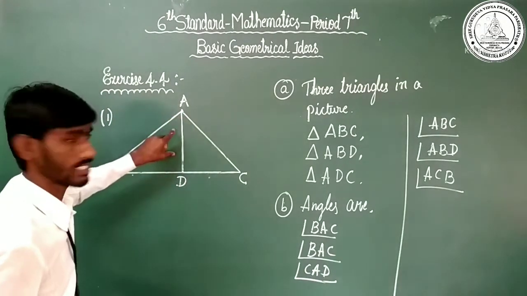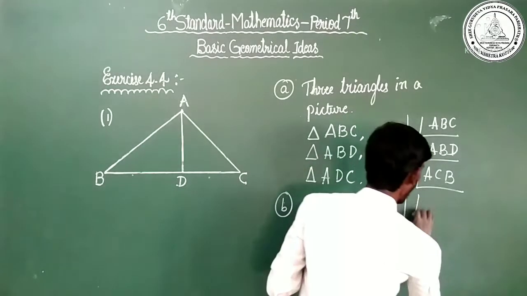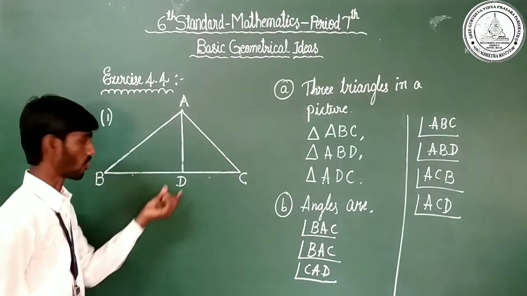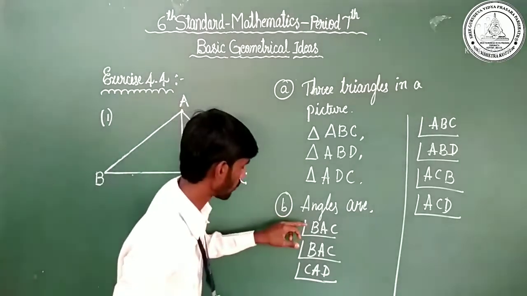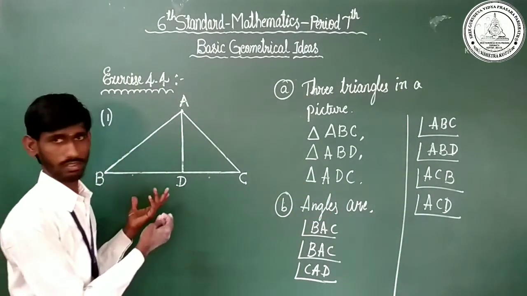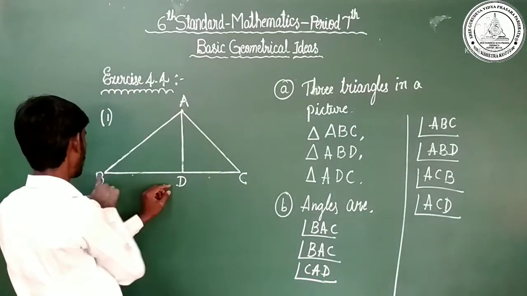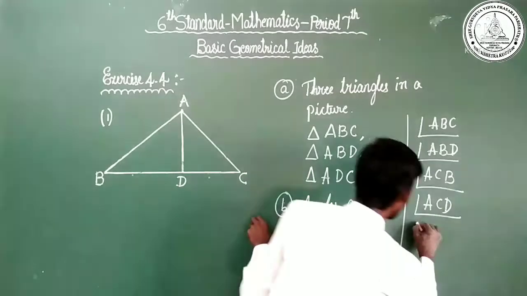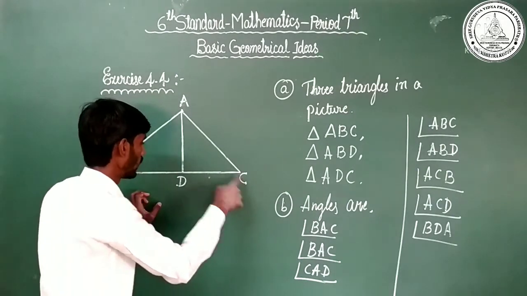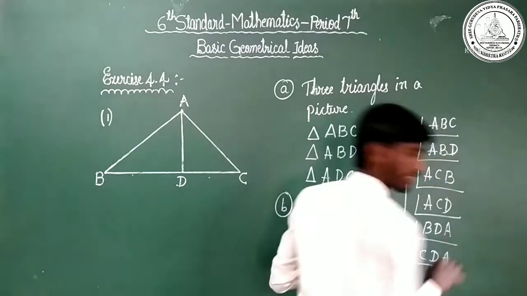Now imagine there is a line segment AD here. Angle ACD, right? C is done. Now concentrate on D. How many have we completed? 1, 2, 3, 4, 5, 6, 7. They said 7, but let us write some more, no problem. Concentrate on D. Angle BDA. And the next one is angle CDA. Right?